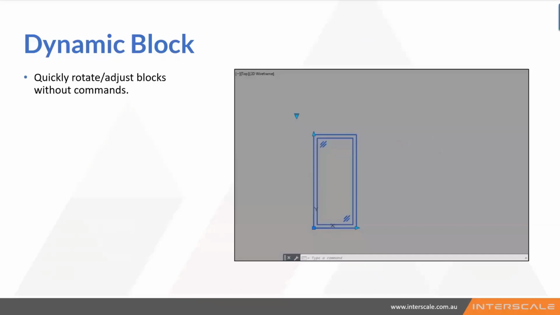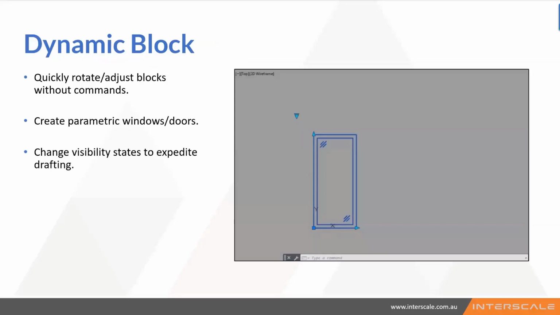So in terms of dynamic blocks, we'll have a look at how we can quickly rotate and adjust blocks without using any commands. It could be really handy if it's just a type of block that you're using that needs to be rotated or scaled perhaps. It's just a bit easier to do it this way. We can also create parametric windows and doors. And we can also change the visibility states to expedite our drafting, and I'll show you a couple of different ways of doing that. And then we'll have a look at tool palettes as well, which are very handy when we're dealing with block placement.